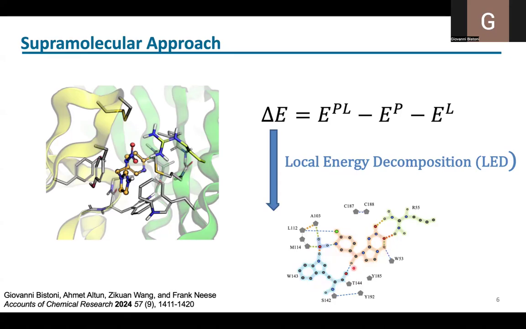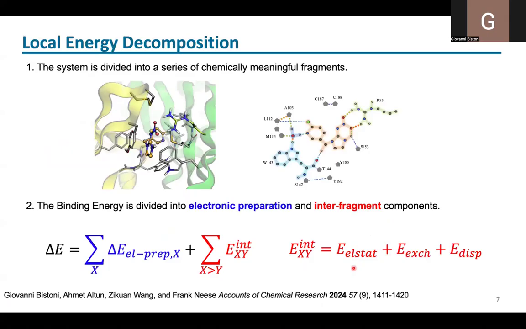Now, this scheme has found widespread applications in the study of non-covalent interactions, but before diving into the key aspects of this feature, I will briefly recap the main idea behind this approach with a few examples. So, for instance, consider again our example of the interaction of a protein with a ligand. With the local energy decomposition, we first divide the system into fragments, such as the ligand and the key residues in the active site of the protein.